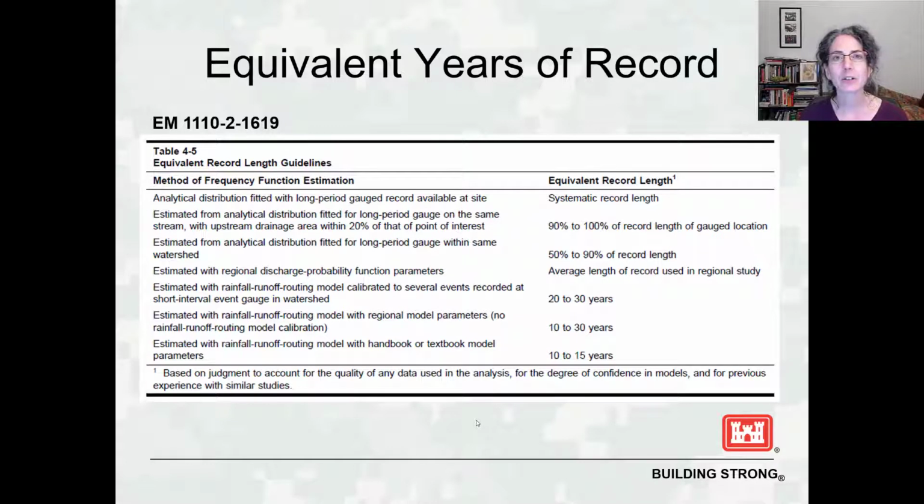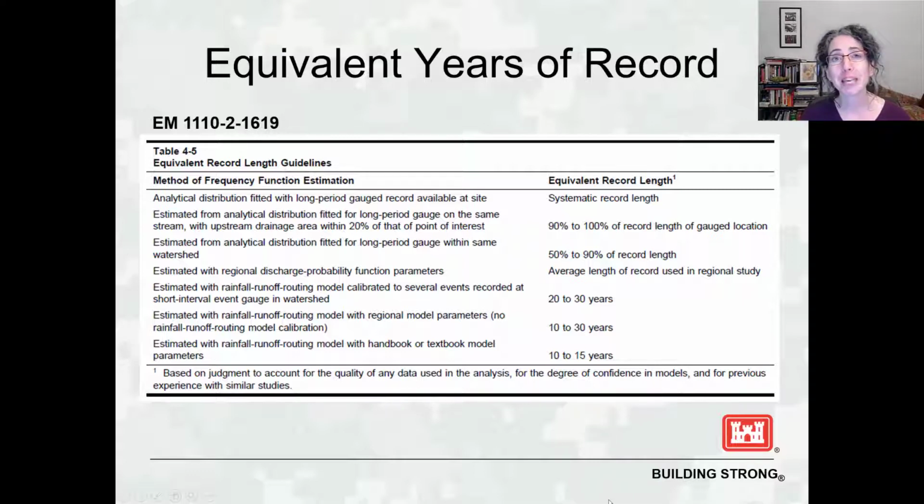Now we need to consider the uncertainty that we have in the resulting flow frequency curve. We're going to parameterize uncertainty based on equivalent years of record. So in the same way that we described it when we actually have a frequency analysis, we're going to describe the uncertainty in the same way, but with an effort to state the value of the curve or the uncertainty in the curve based on an equivalent years of record.